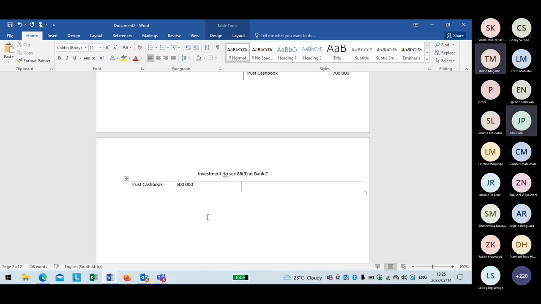Can we go to six? Yes. You receive a further 100,000 in cash from Mrs. Purchaser in respect of the pro forma costs of transfer. What do you do here?